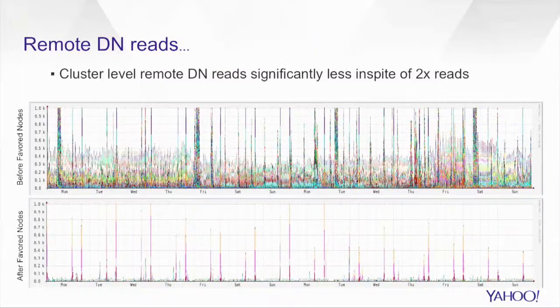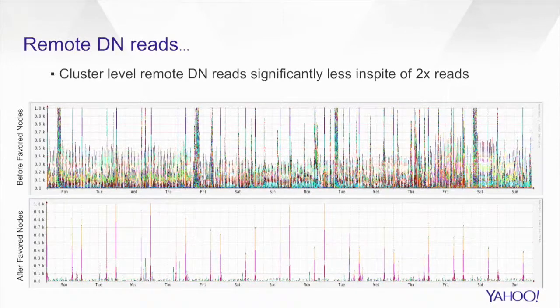Once you have 100% locality, your remote data node reads should actually go down, right? This is a 2-week graph on one of our multi-tenant clusters, which has more than 200, 300 nodes. Before we had favored nodes, there were a lot of remote data node reads happening. After we have favored nodes, it's pretty much gone down to 0.